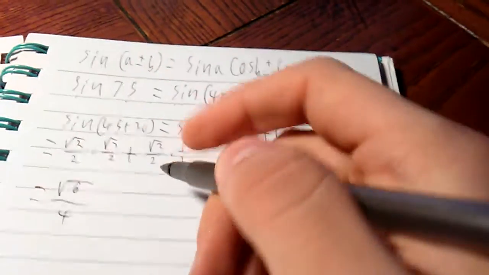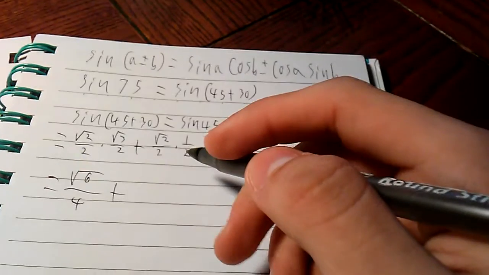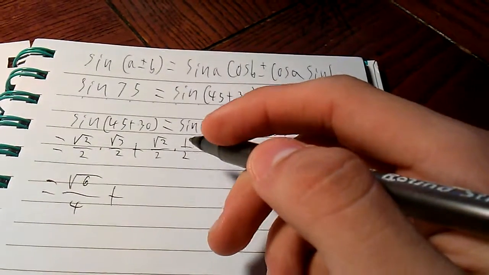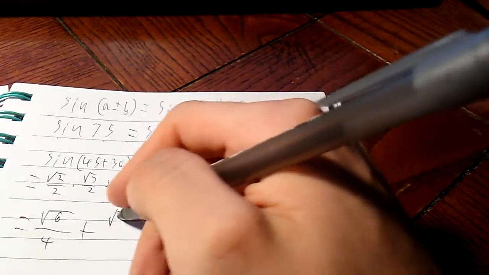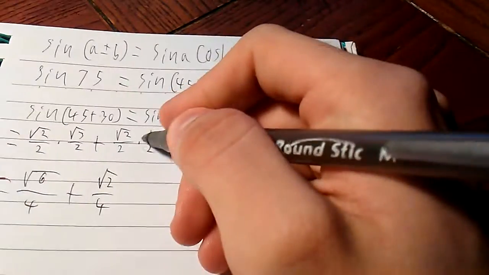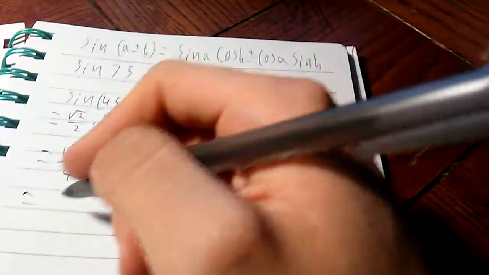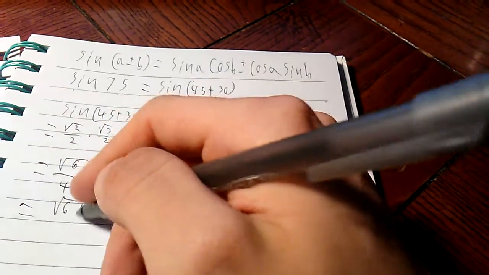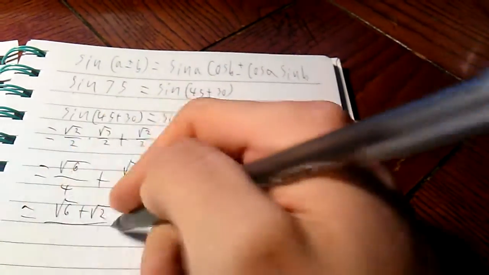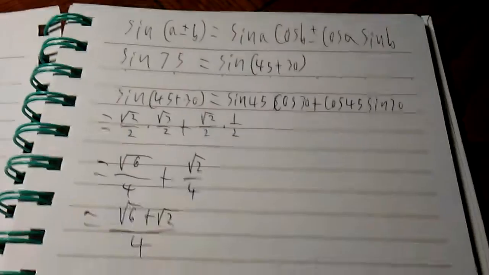2 times 3 is 6. Square root of 6 over 4 plus square root of 2 times 1/2, that would be square root of 2 over 4, because 2 times 2 is 4. And now to combine these together, what you get is square root of 6 plus the square root of 2 over 4. And that is your final answer. That is the sine of 75.